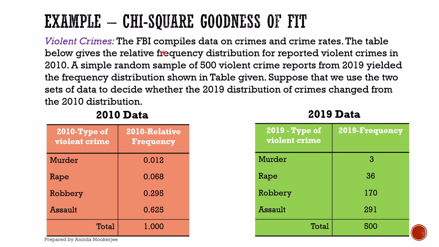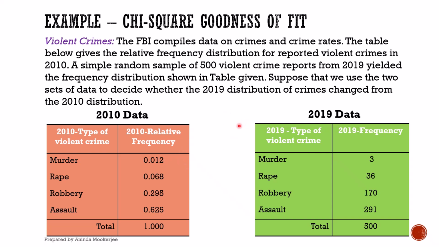The FBI compiles data on crimes and crime rates. The table below gives the relative frequency distribution for reported violent crimes in 2010. So that is the data over here. A simple random sample of 500 violent crime reports from 2019, which is this data in green, yielded the frequency distribution shown in the table below. Suppose that we use the two sets of data to decide whether the 2019 distribution of crimes changed from the 2010 distribution. All right, so that is what the study is about.